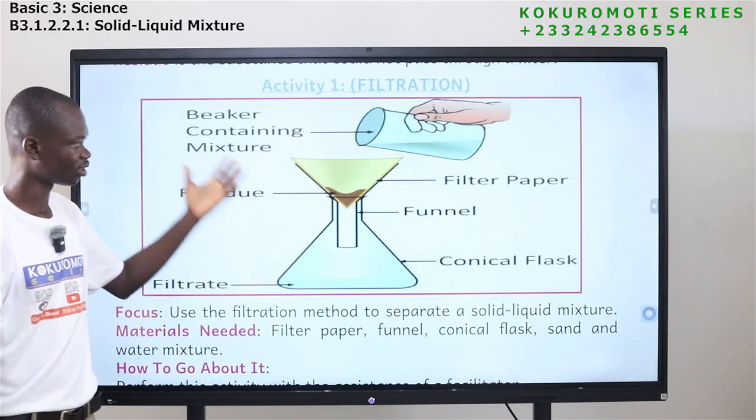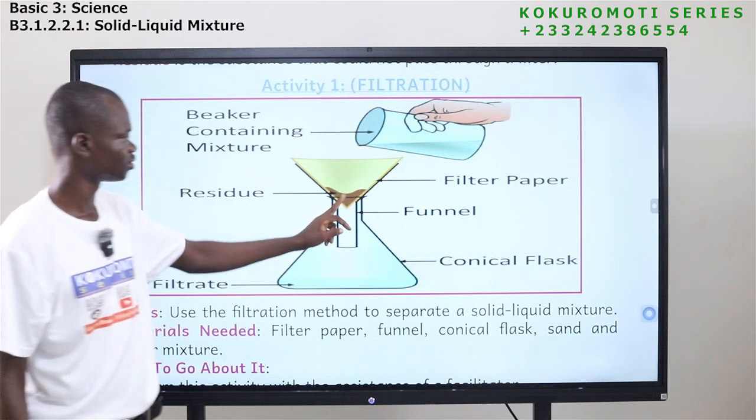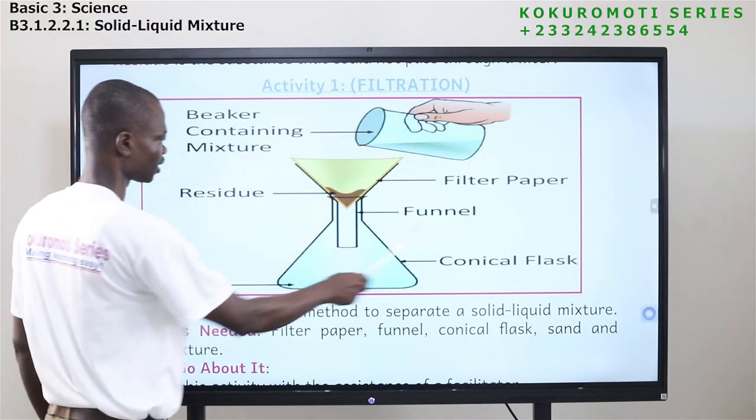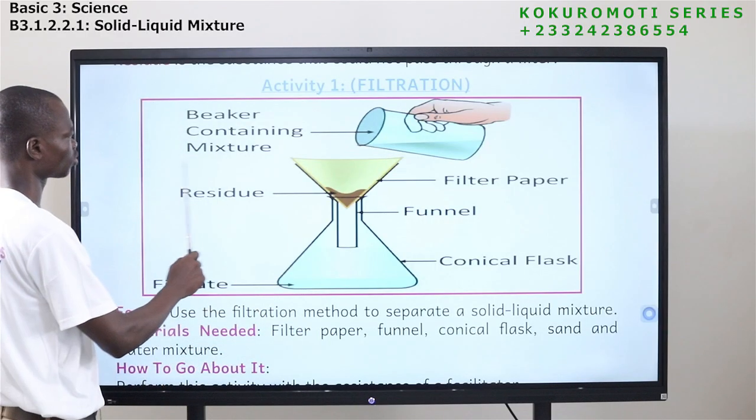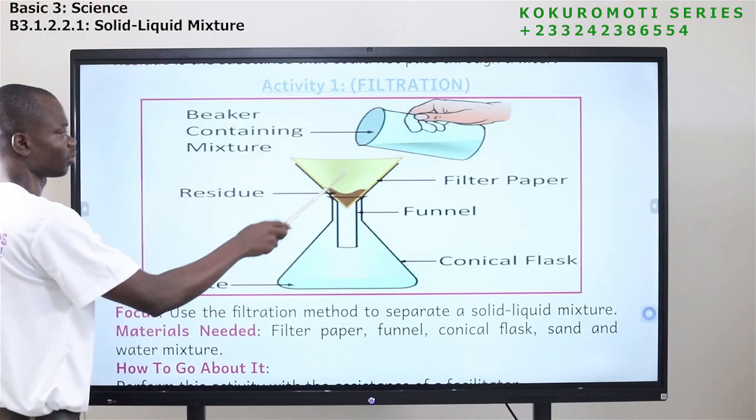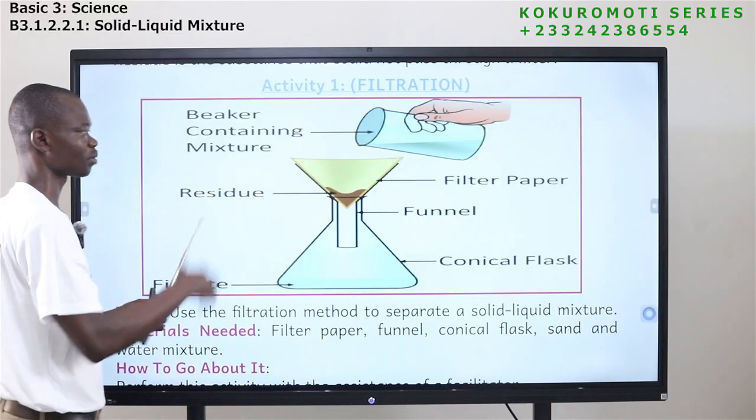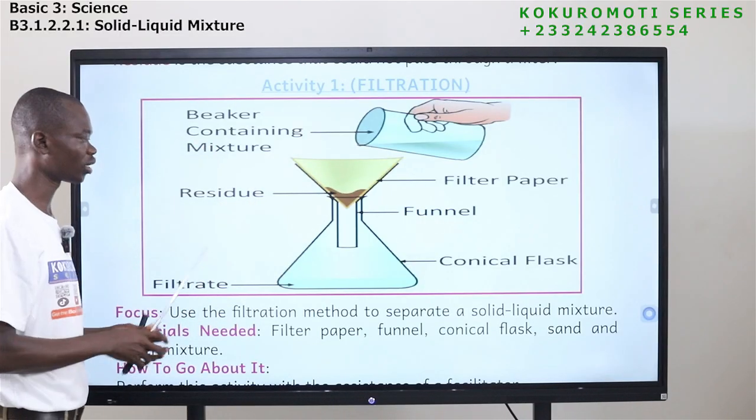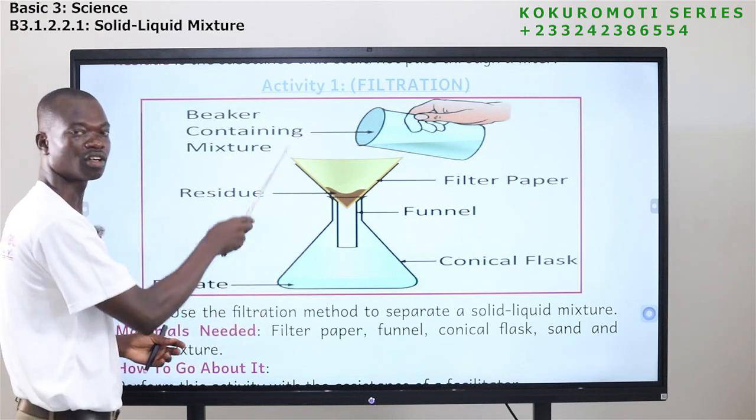The same diagram is here. So the residue, you can see filter paper. So this is a filter paper. You have your funnel, and then this is your flask. We have a beaker, contains what? Mixture. So this is where the mixture is, inside this. So you pour it. When it comes here, it will be on top of what? The filter paper. So the filter paper will stop the solid particles from what? Going into this container or this flask. They will be retained on it.